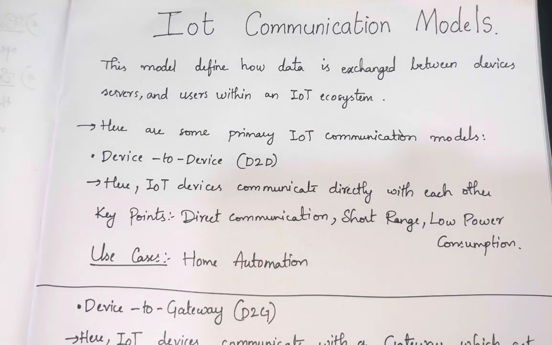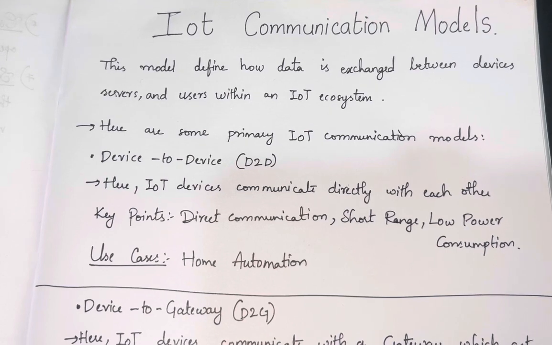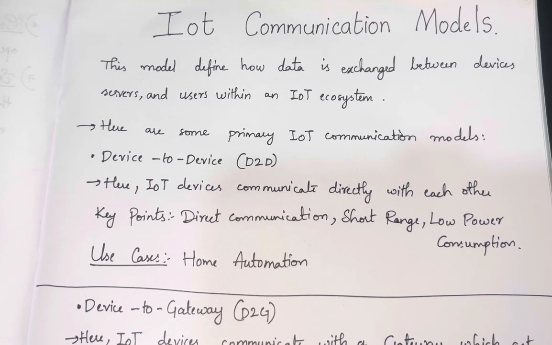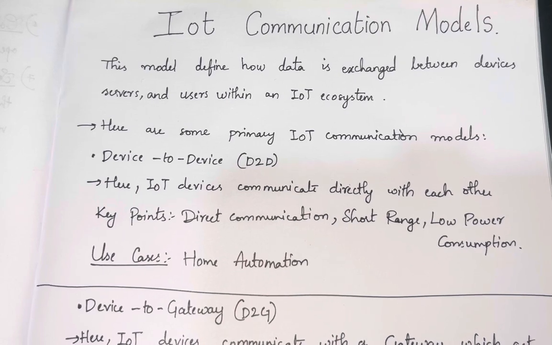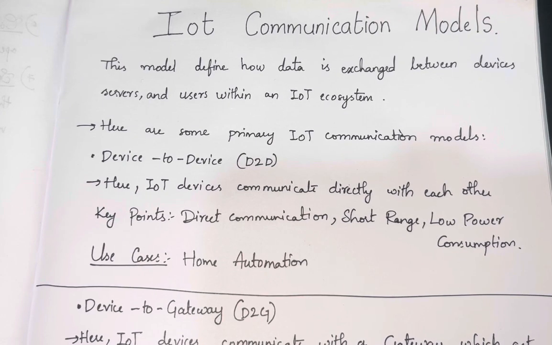Hello guys, the topic today we are going to discuss is IoT communication models. What is meant by this type of model? This model defines how data is exchanged between devices, servers and users within an IoT ecosystem. We already learned about IoT in our previous video. It is an ecosystem where many devices are connected to a cloud and things are run from there. There are some primary IoT communication models which will be discussed in this video.